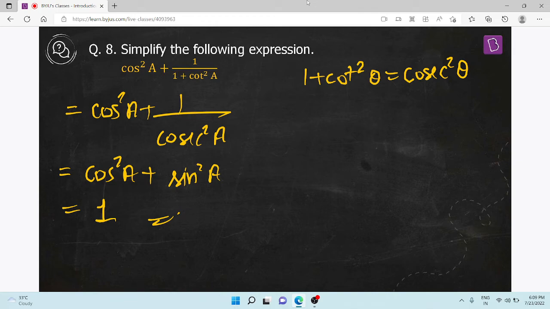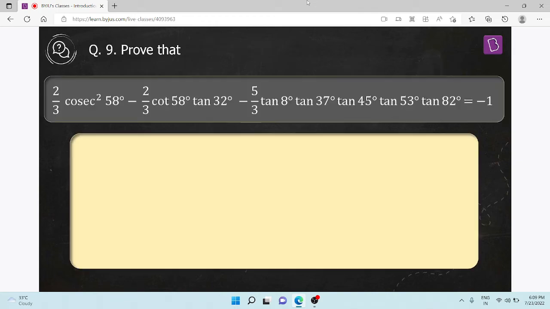Okay, students, let's move on to our next question then. Okay, so students, the next question, question 9, is 2 by 3 cosec square 58 degrees minus 2 by 3 cot 58 tan 32 minus 5 by 3 tan 8 tan 37 tan 45 tan 53 tan 82 is equal to minus 1. Let's divide this whole into two terms and it will be easy to solve. Let's take this whole term as A and, sorry, not minus 1, let's take this whole term as B. Okay, let's solve A term first.